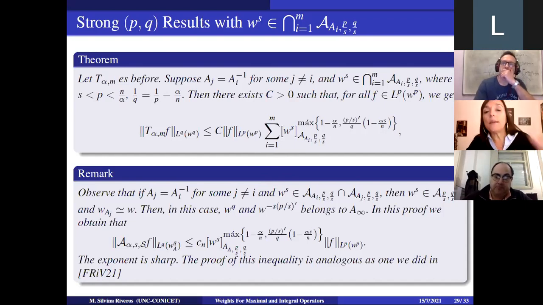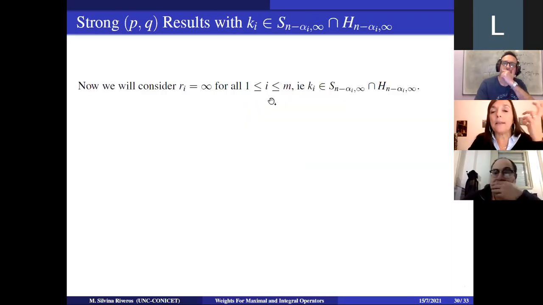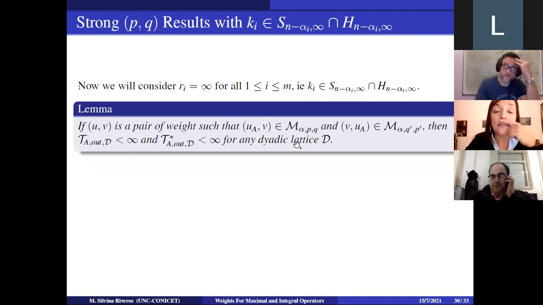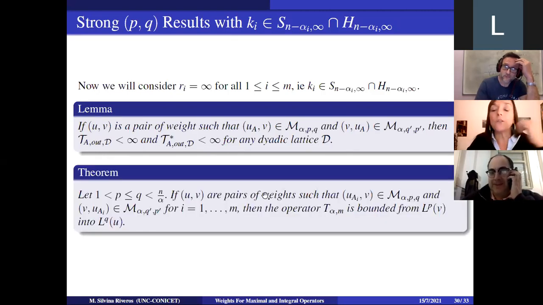So here we change the matrix, but if we change the operator, the kernel, if we ask that it is in this smoother class, then we will have a better result. Observe first that if the pair of weights satisfies the Sawyer condition, and this pair of weights satisfies the dual Sawyer condition, then the local testing condition will be finite for any lattice D. So we have the following two-weight condition for the operator, in this case when the kernel satisfies this size and Hörmander condition.